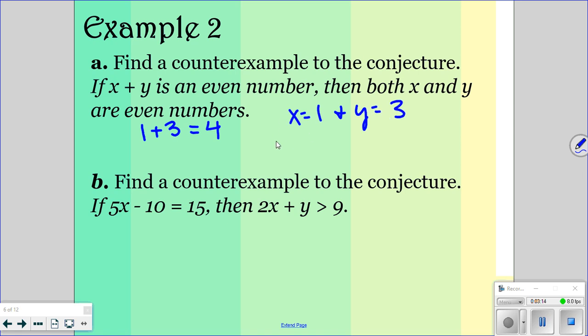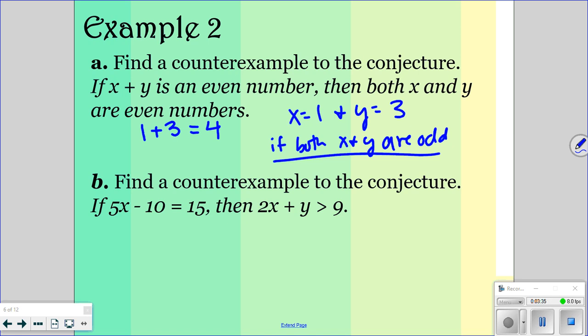So if both x and y are odd, that's going to be a counterexample. Any x and y values that are both odd will be a counterexample.